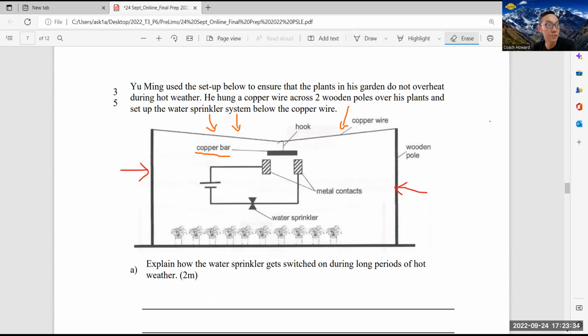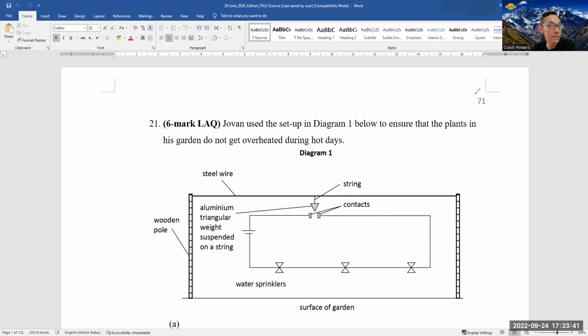So I like to draw your attention to my book. You can see here in my publication, I have this question on page 71 of my book. You see this part? Okay, the wooden pole is here. For me, I use steel wire. In the exam, they use copper wire. And I made this triangular thing. I find triangular more interesting. Yeah, it fits into the slot easily. Okay, instead of a flat copper bar, I use a triangular aluminum weight. Okay, because aluminum is light and is a good conductor of electricity.